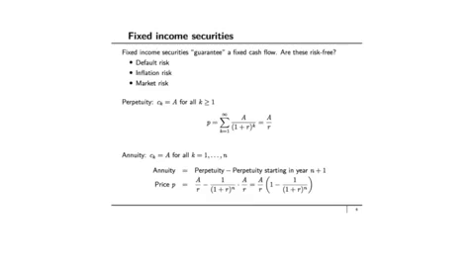An annuity is a fixed income instrument that pays an amount A for periods k equals 1 through n. You can write this as a difference between two perpetuities. One perpetuity that starts right now, so here's t equal to 0. You have a perpetuity that pays an amount A at all these times in the future.